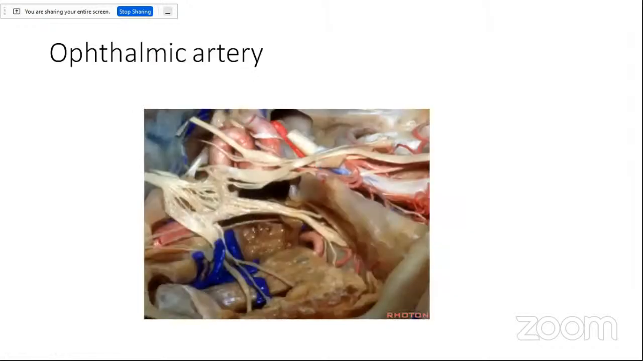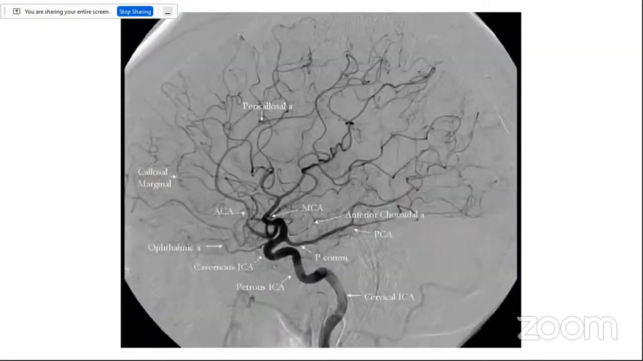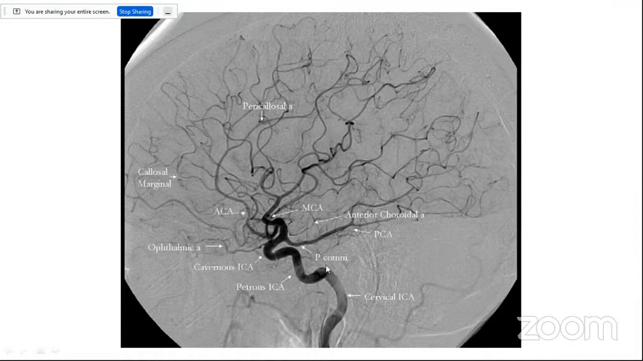So this was the basics about all the branches and the structures of the ICA. So we have 7 segments. From each of those segments arises various branches that we have studied. Now there are a few pictures from the angiography which can highlight these structures. This is the cervical part of the internal carotid artery. This can also be a basic revision of what we studied.